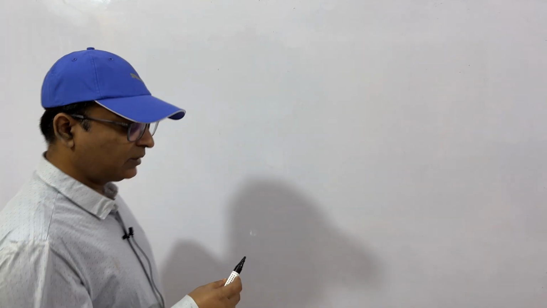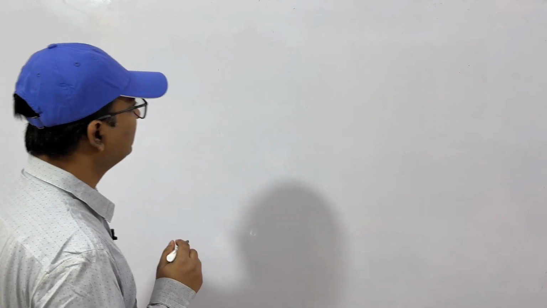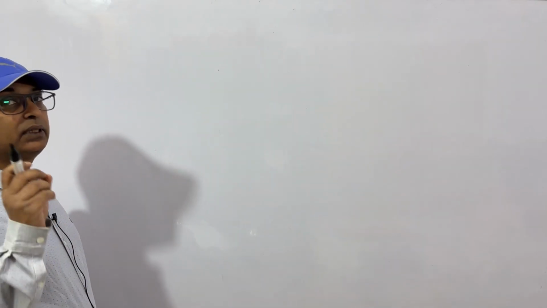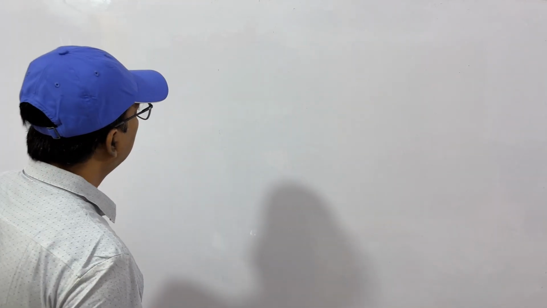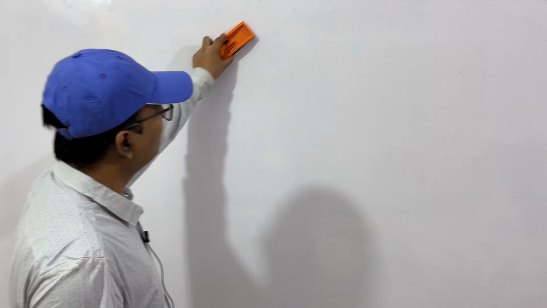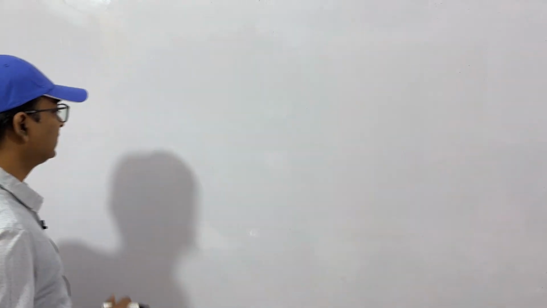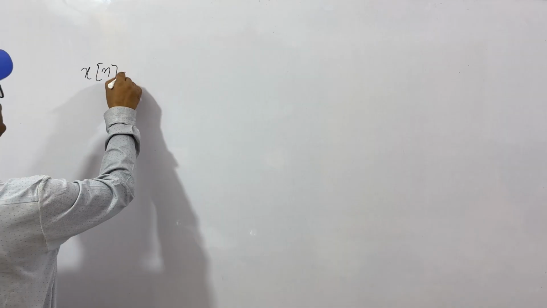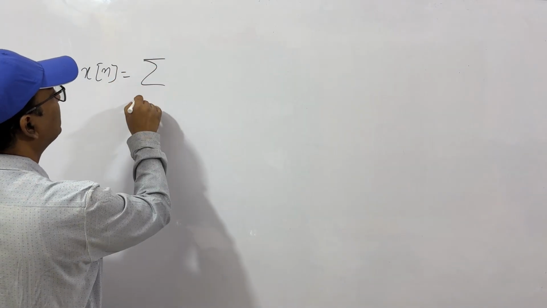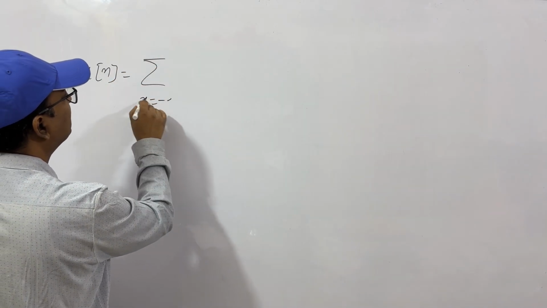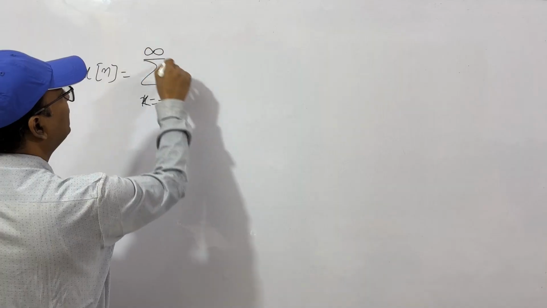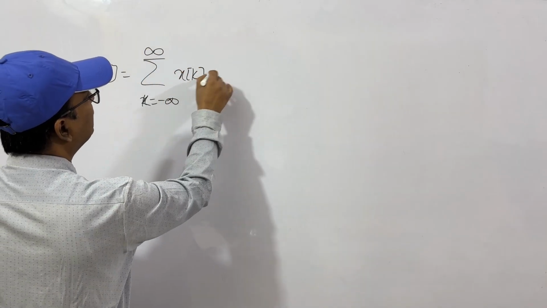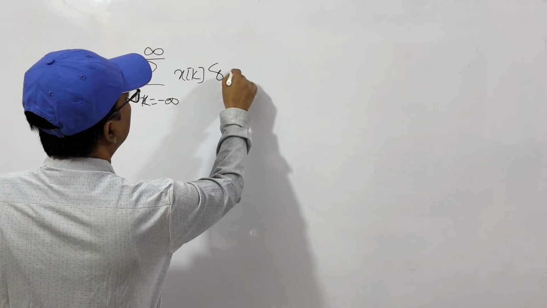I have discussed with you in detail about discrete time signals, convolution with regards to discrete time signals. It is the same or almost similar to the case of continuous time signals. For example, in discrete time signal, I told you x[n] is equal to the summation from k equals minus infinity to infinity, x[k] delta[n minus k].